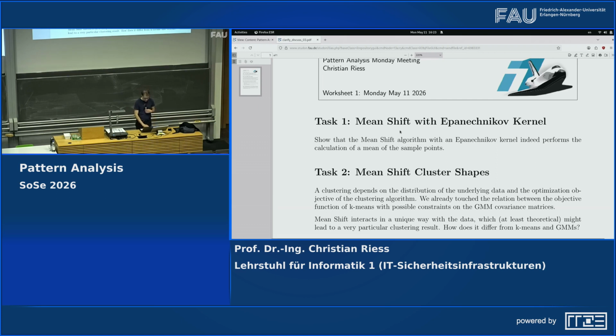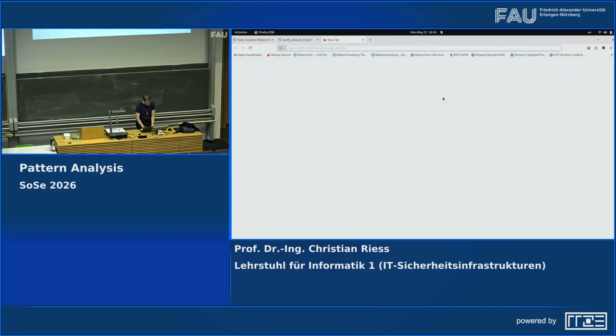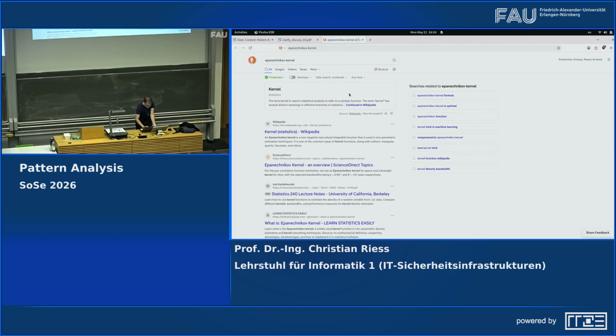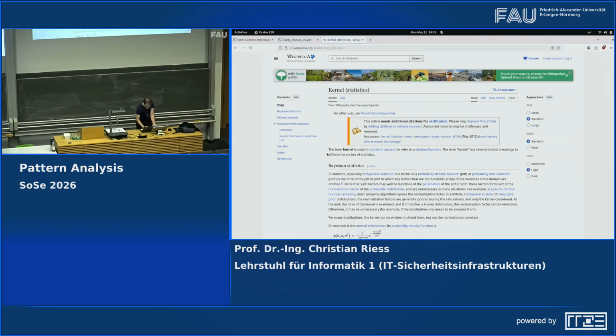Let's start with the Epanechnikov kernel. If we look at it in Wikipedia or so, then you will probably find a definition that is different from what is written on the slides. Let's check. There's no Wikipedia nowadays anymore. There are these quick results, but here, no. Do we have?